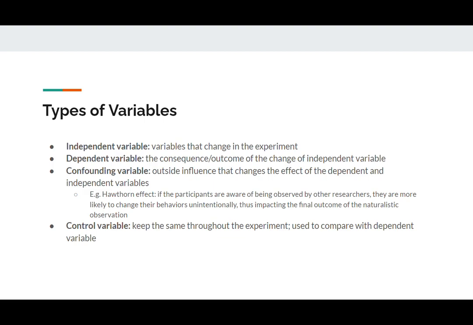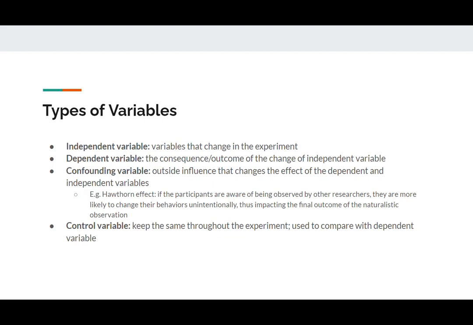Let's do an example. A researcher wanted to see how sleep affects performance on a certain exam. The researcher would change the amount of sleep given to the subject in order to see any changes. This is the independent variable, which is the amount of sleep. And the dependent variable in this example is... oh no, the performance on the exam is the dependent variable, because performance on the exam depends on the independent variable, which is sleep. Okay.